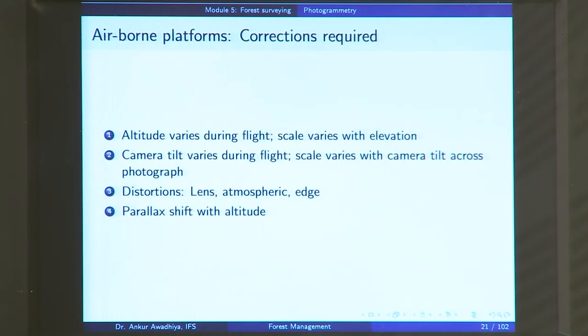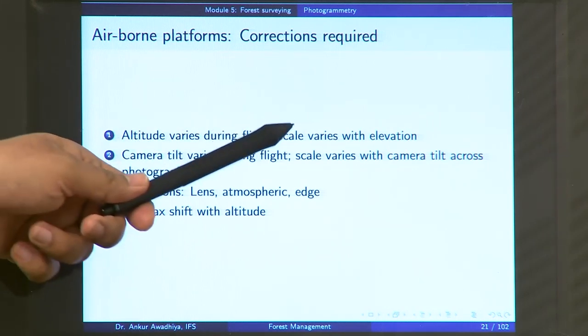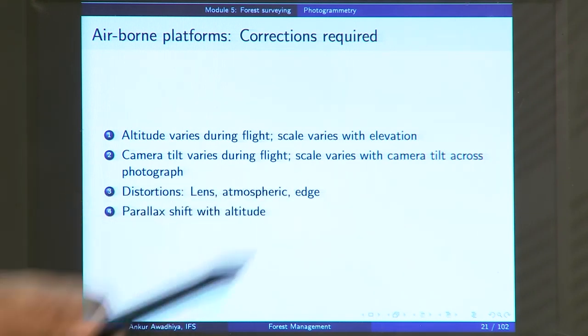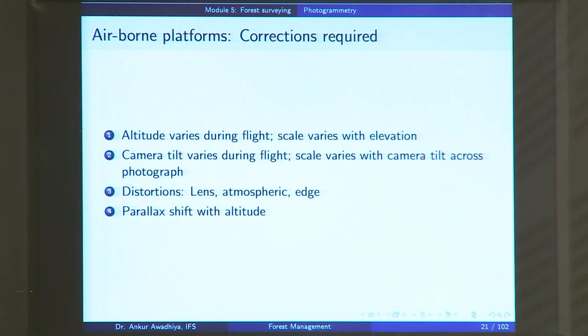Now, when you are making use of airborne platforms, you need to perform certain corrections to the image. If the altitude varies during the flight, then the scale varies with the elevation, because if you are looking at things from a greater distance, then they appear smaller in size. So, the scale is different as compared to when you are looking at the objects from a closer distance. Then the camera tilt may vary during the flight, in which case the scale will vary with the camera tilt across the photograph. There could be distortions because of the lens, because of the atmosphere or at the edges, and there can also be parallax shift along with the altitude. So, all these corrections need to be incorporated when you are processing the images.